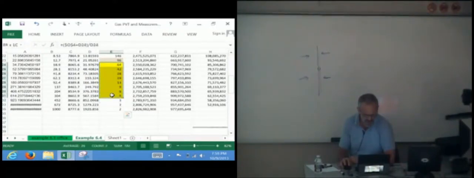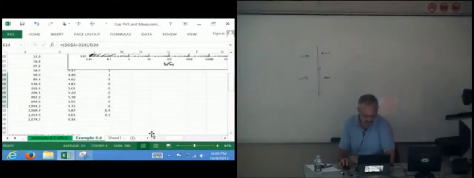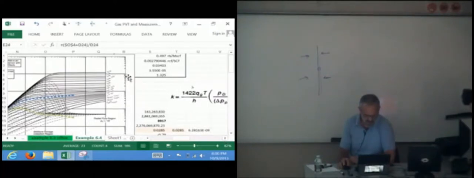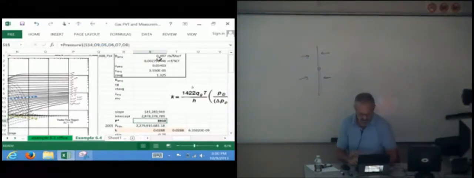My slope and intercept line probably went from 24 to 34, and I'm going to change that to 24 to 31. And that perm's going to go from 285 to 288. It went up a little bit. I got to change my intercept also. That'll only change my skin. It won't change my perm.